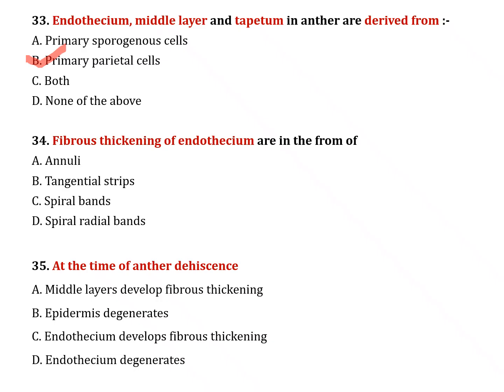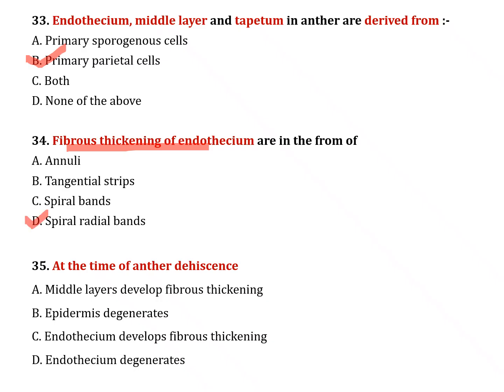The next question, number 34. Fibrous thickening of endothecium are in the form of: option A, annuli; option B, tangential strip; option C, spiral band; option D, spiral radial bands. Correct answer is option D, spiral radial bands.